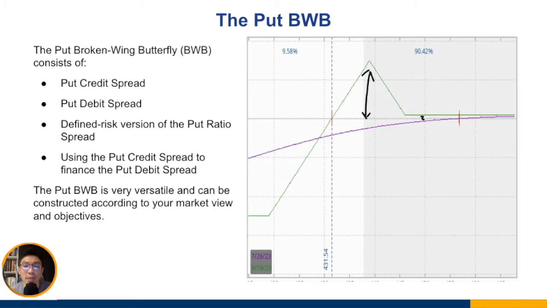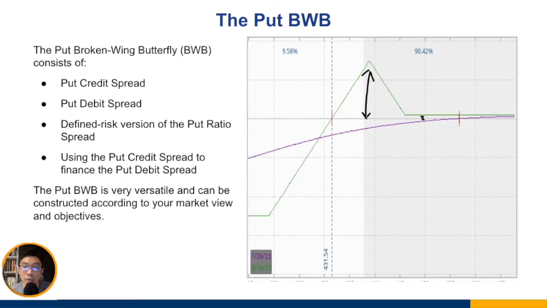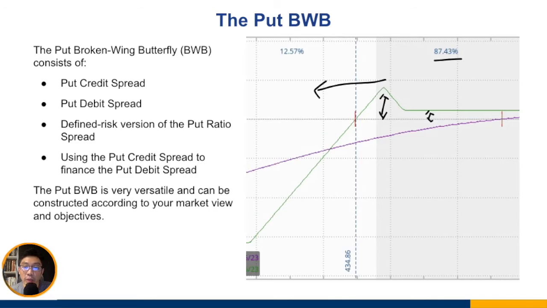So if the market goes up, you receive less for this spread compared to if you were to construct it this way. On the other hand, if the market really goes down, then guess what? This is going to be better, because you notice your break even is actually further away. Your break even is 431.54. That is why your win rate is slightly higher. Whereas for this, your win rate is only 87.43, and you can see the break even price is slightly higher. Okay, so again, this comes down to your outlook of the market.